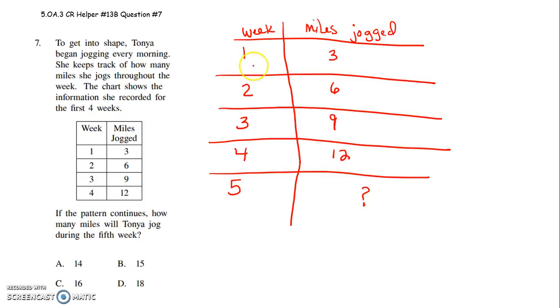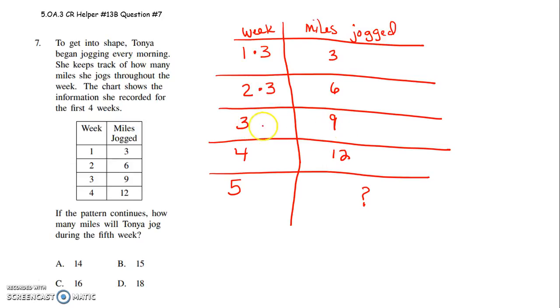All right. So what we want to do when we're interpreting tables, you want to look and see, is there a connection across the table? How do I get from 1 to 3? Well, 1 times 3 is 3. Let's see if that continues with this second week. How do I get from 2 to 6? Oh, 2 times 3 is 6. Well, that's kind of nice.